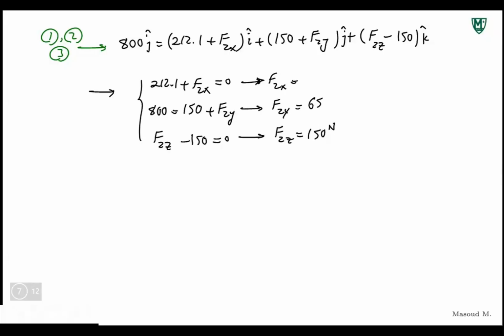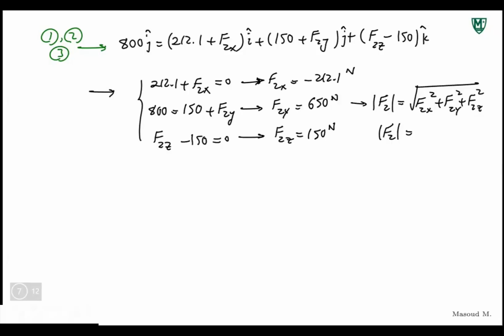So f2y becomes 650, and f2x becomes minus 212.1 Newton. So here are the components of f2. Now you can find the magnitude of f2. We can find the magnitude of f2, right? f2 magnitude would be the square root of f2x squared plus f2y squared plus f2z squared. If you do that, you have everything you need. You're going to get 700 Newton. Right? This also gives you the magnitude of f2. These are the components. This is the magnitude.